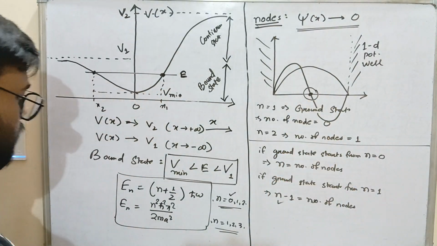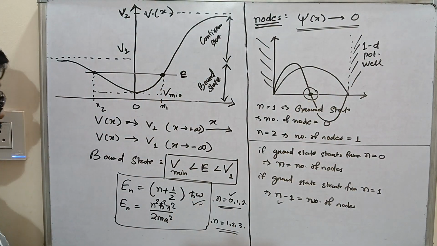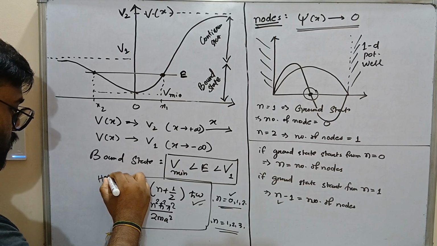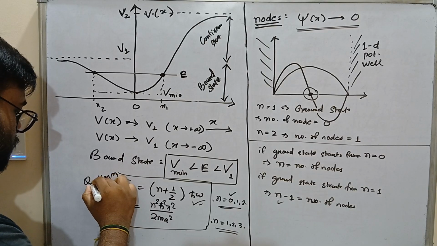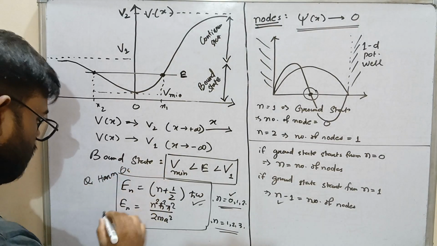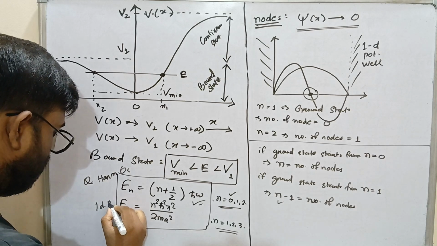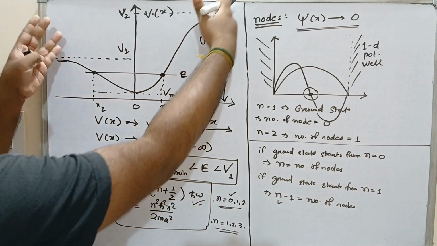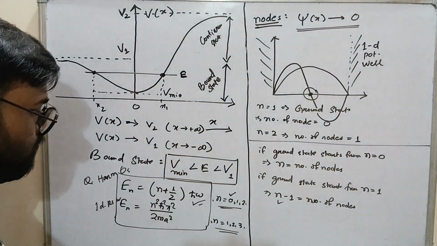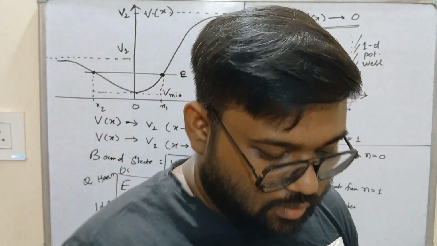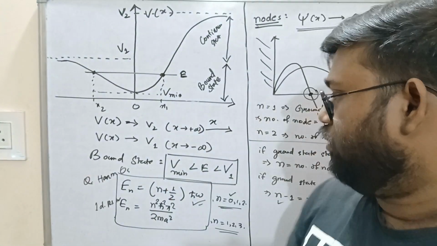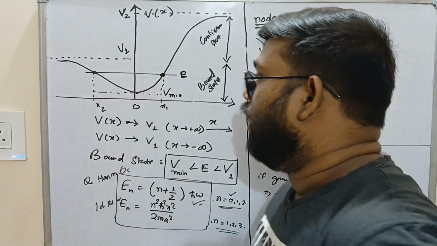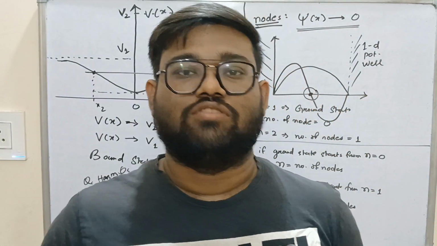But in the case of the harmonic oscillator, this is for the quantum harmonic oscillator, and this is for the 1D potential well. We are not discussing that. I am only focused on this part. In this video, I am not focusing on that. I wanted you to know what a bound state is.